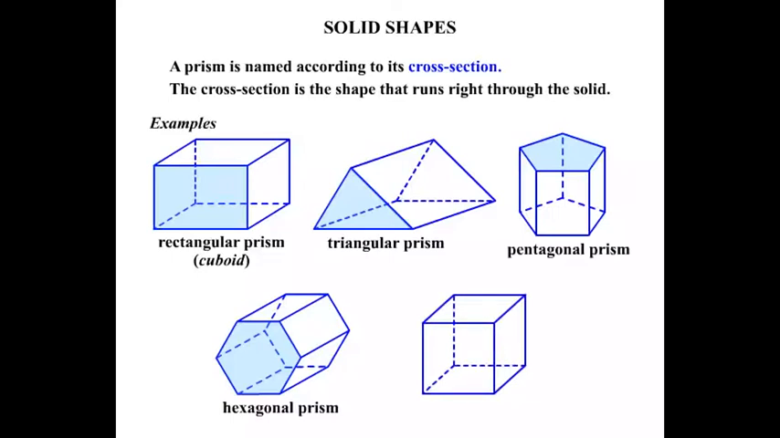What about this one here? A special type. That shape is a square and all the sides are squares. So that is known as a cube.